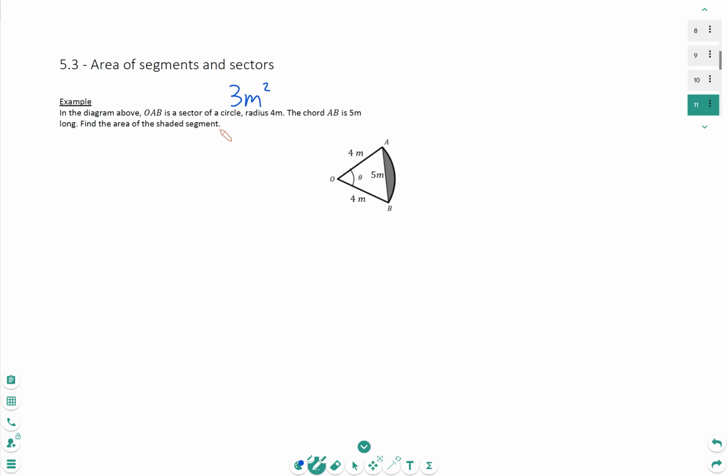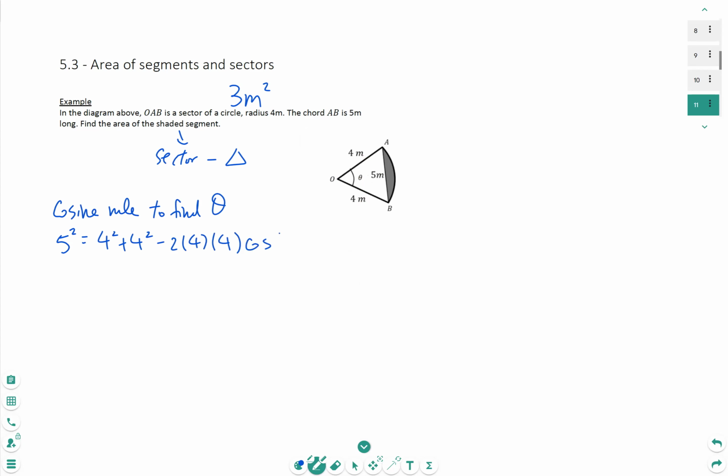So what do we know? The shaded segment equals the sector minus the triangle. The sector is half r squared theta. We don't know theta, so we have to work it out. How can we work it out? Using this triangle, we can use the cosine rule to find theta. a squared equals b squared plus c squared minus 2bc cos A, which is cos theta. So we want to do some rearranging.